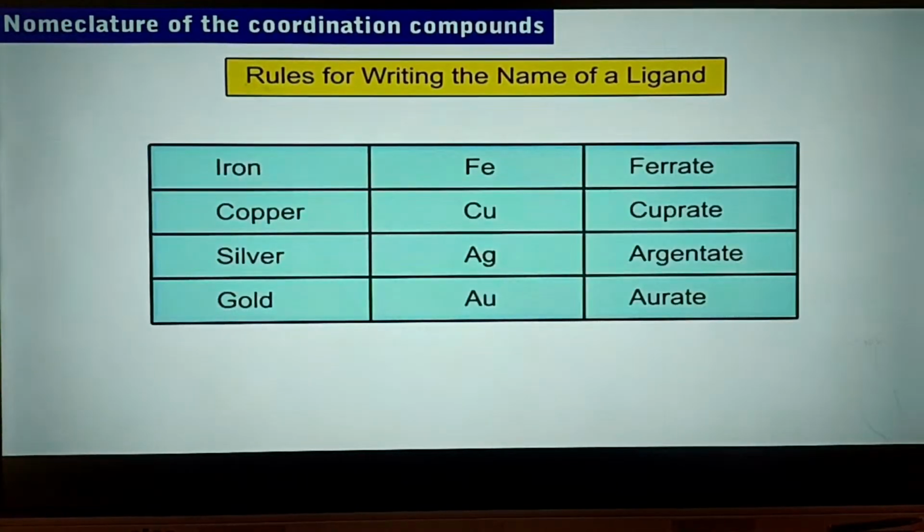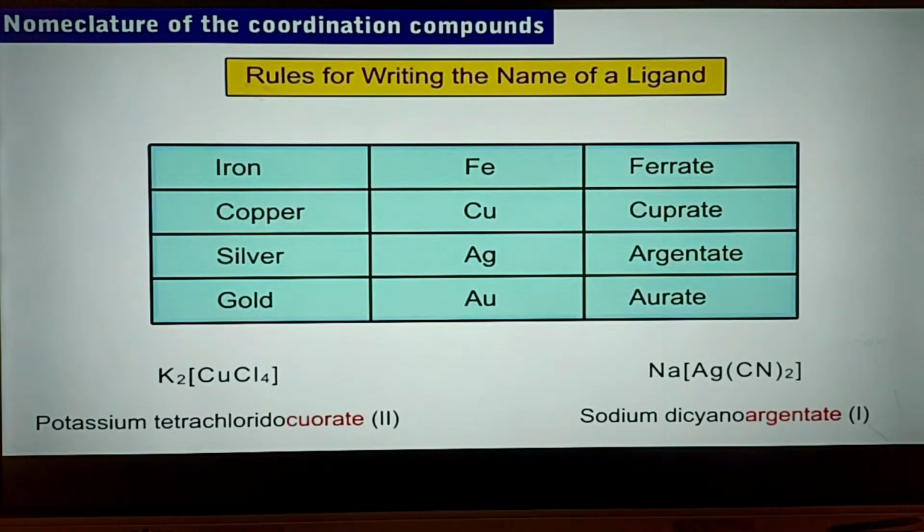For some metals, such as iron, copper, silver, and gold, their Latin names ferrate, cuprate, argentate, and aurate are used. For example, the complex K2[CuCl4] is named potassium tetrachloridocuprate(II). Similarly, the complex Na[Ag(CN)2] is named as sodium dicyanoargentate(I).